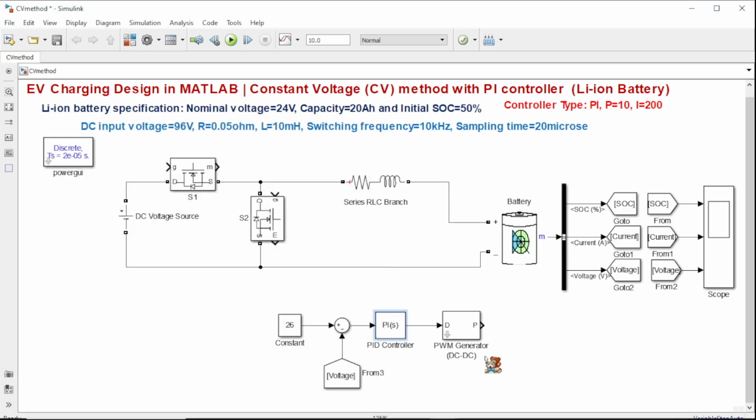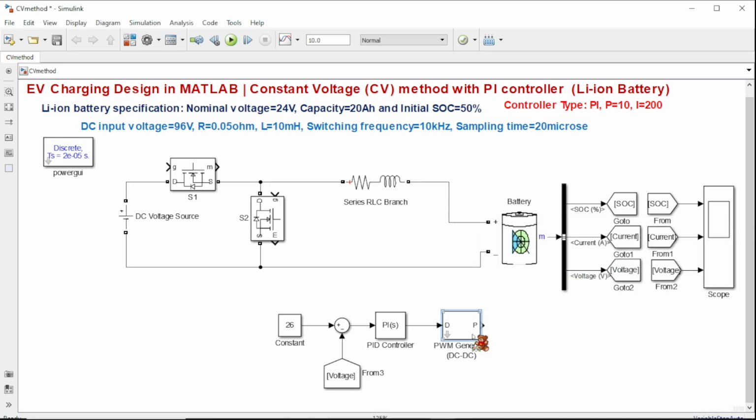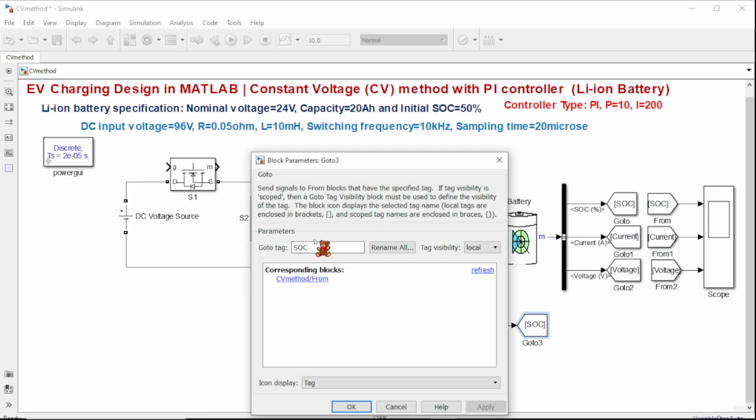Okay, now double click on the DC PWM generator. Here I am consider the switching frequency as a 10 kilohertz and the sampling is 20 microseconds. So 20 e to the power minus 6. Okay, now we need Goto block. So here I am taking, and this is for the switch 1.